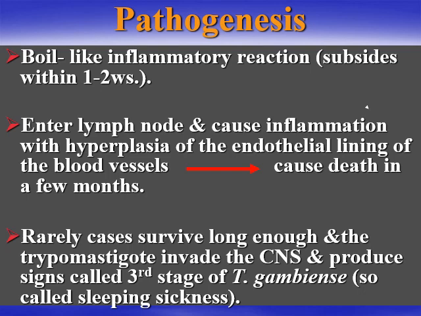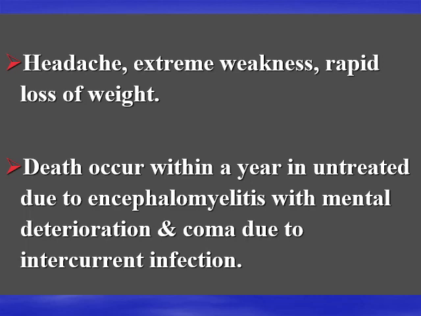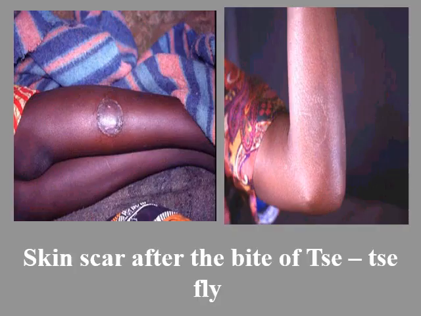Rarely, cases survive long enough and the trypomastigote invades the central nervous system and produces signs of the third stage of Trypanosoma gambiense. We call it sleeping sickness. It is a very acute, very fatal disease. Also, we have headache, extreme weakness, and rapid loss of weight, and death occurs within a year in untreated cases due to encephalomyelitis with mental deterioration and coma due to intercurrent infection.